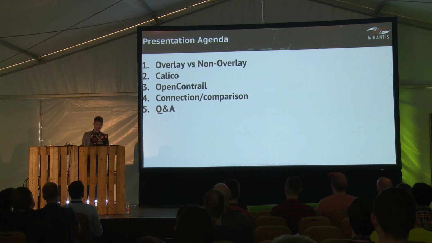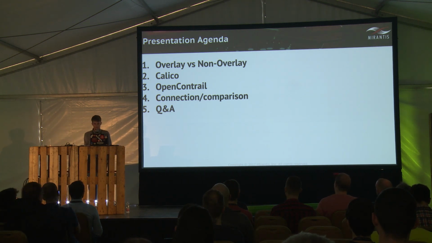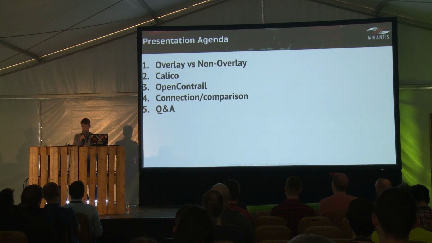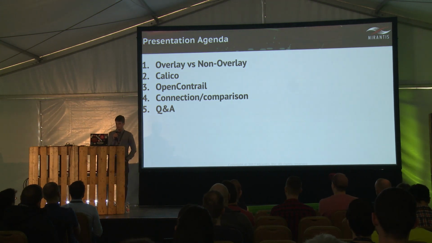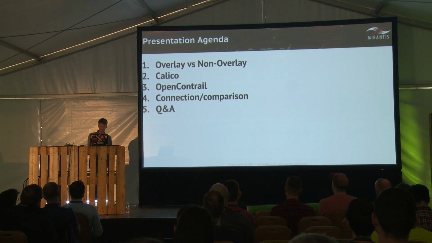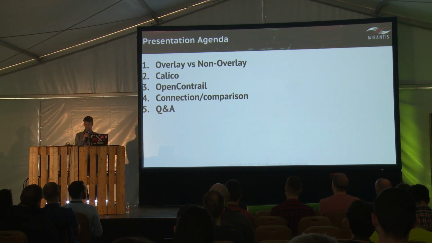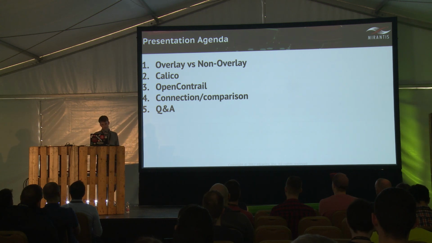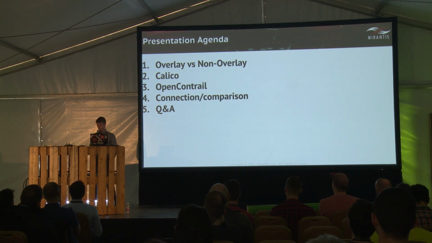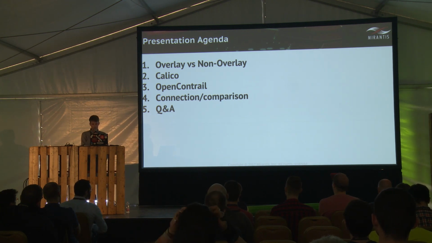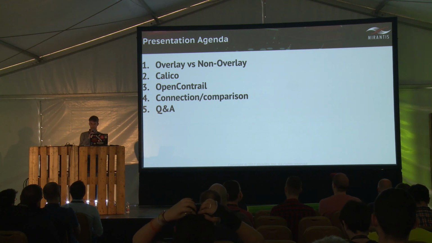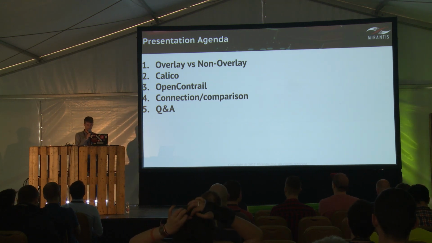So my talk is divided into 4 parts. In the first part, I will give you the introduction to plugins, and I will describe how it works, and I will describe the decision whether to use overlay or non-overlay networking. In the second part, I will be talking about the Calico. The next part will be about the Open Control, how it works, what the differences are from Calico, and why we decided to use it. And in the last part, I will try to compare solutions and evaluate use cases for these networking plugins.